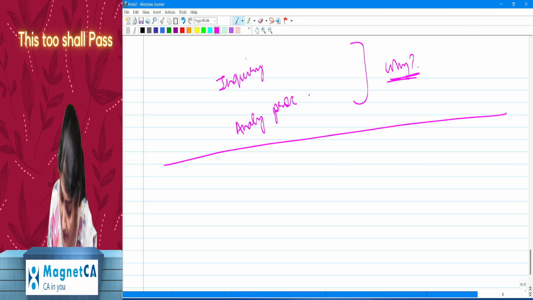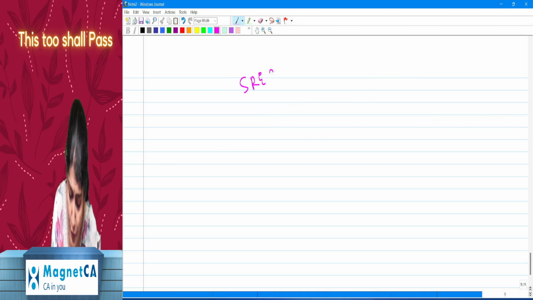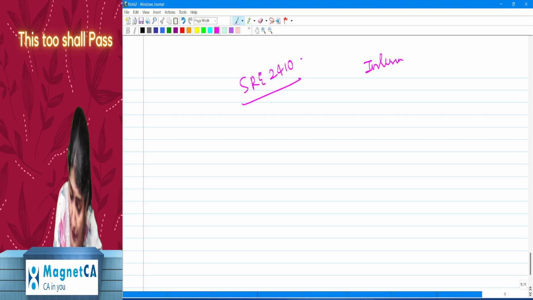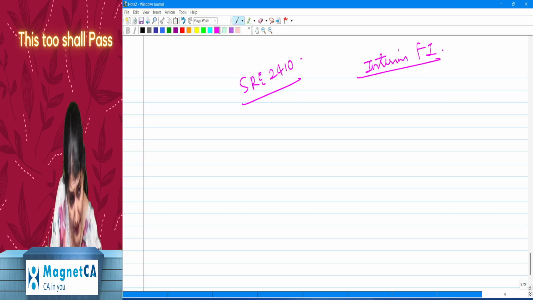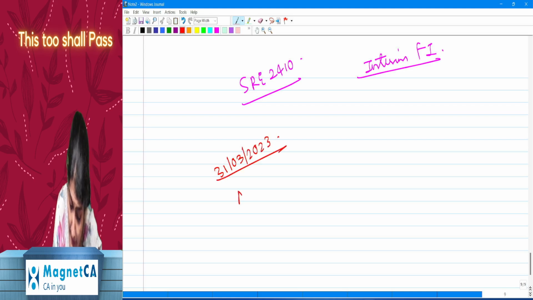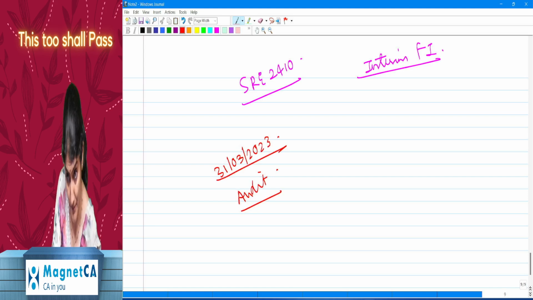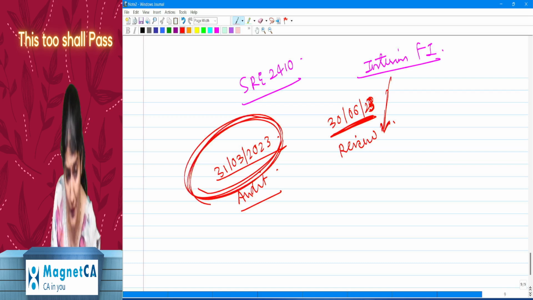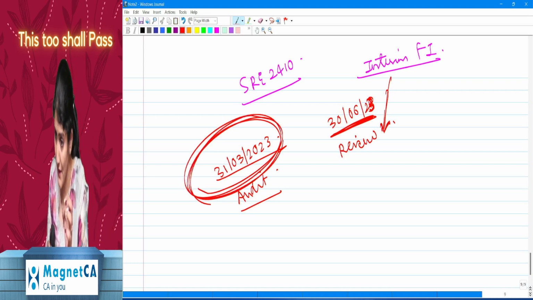And what is the title of 2410? Please listen to me: Review of Interim Financial Information Performed by the Independent Auditor of the Entity. That means on 31st March 23, I would have already done the audit of Geo Limited. For example, on 30th June 23, I am doing the review of the interim financial information. Have I already done their audit up to last year? Now for the first quarter, I'm doing the review.